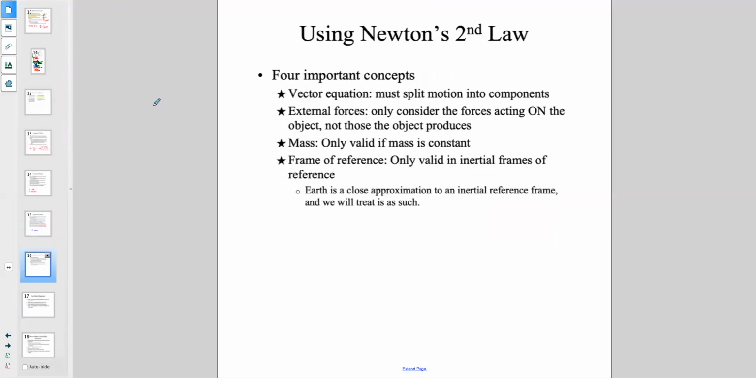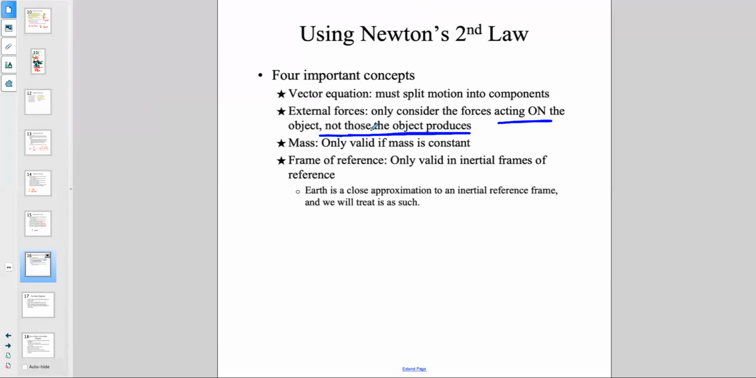So, using Newton's second law, there are 4 important concepts. First, vector equations: remember force is a vector, so you must split motions into components every time. That's why we had chapter 3, because now we're dealing with force, and we know that we have to break it down into its components along x and along y. Second, external forces: only consider the forces acting on the object, not those that the object produces.